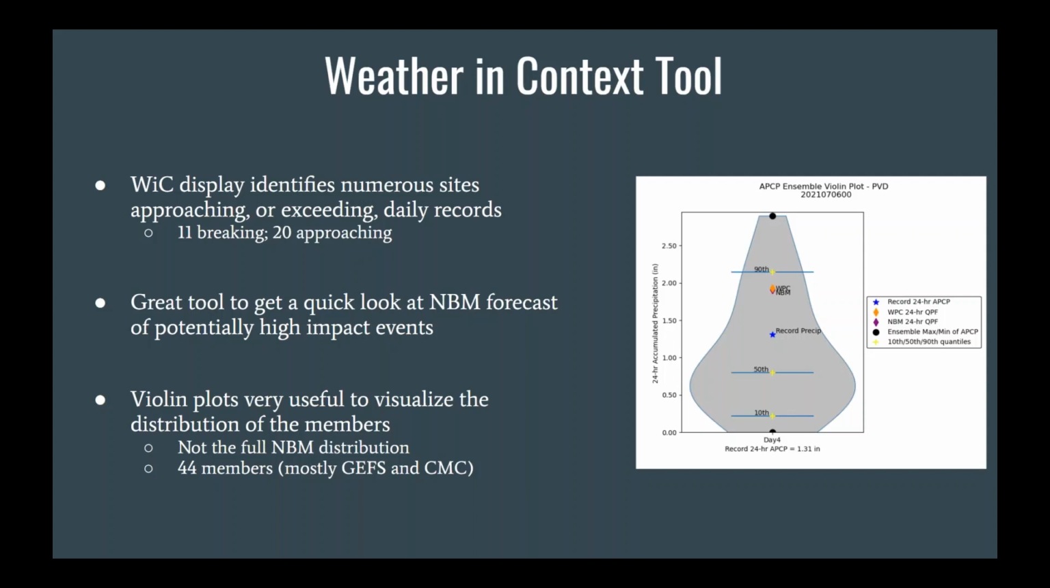And the blue star shows that the record precipitation for the day is 1.31 inches. It's highlighted there. But here you can really see what the distribution is. The whiter the violin plot, the more ensemble members are forecasting that. So most of the ensemble members are forecasting between half an inch and an inch or so. The 50th percentile looks like it's about 0.8 of an inch or so.